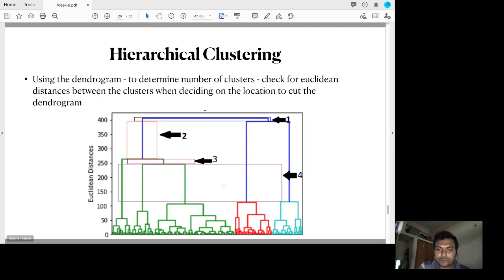Once you go down to 4, you see that the Euclidean distance, or the height of this particular rectangle in 4, is the highest, and therefore these 5 clusters are the ones you should choose. So your algorithm should aim to divide your data into 5 clusters. That is what is meant by this diagram.